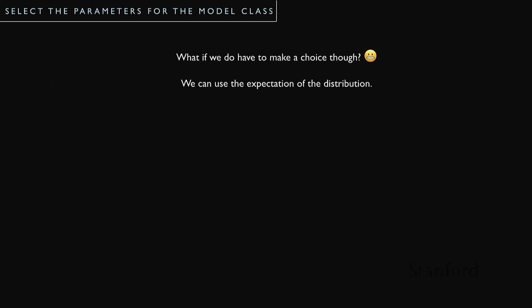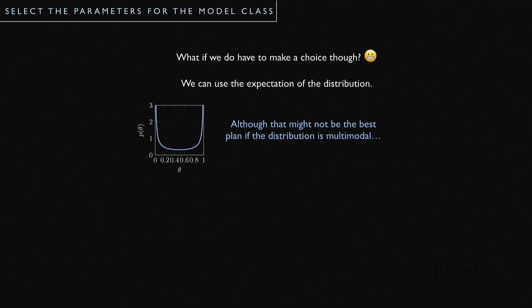So we could just take this distribution over theta and just take the expectation and use that as our theta. But if our distribution is multimodal, that might not be the best plan. So here in this case, if we take the expectation, we're just going to end up with something here, which is like a theta that has a very low likelihood. So probably not the best choice.